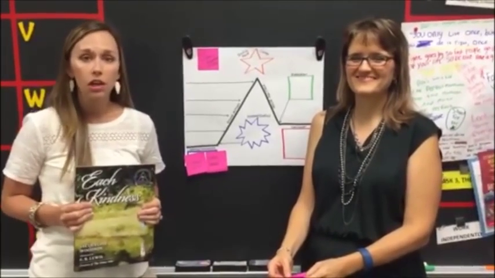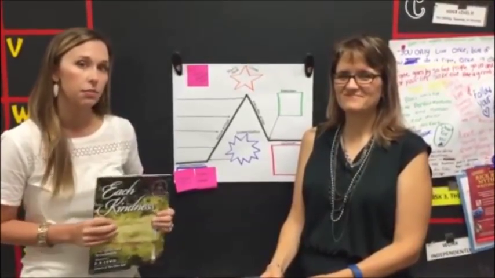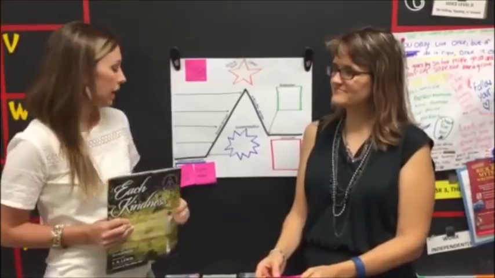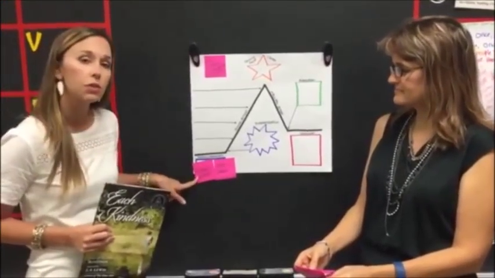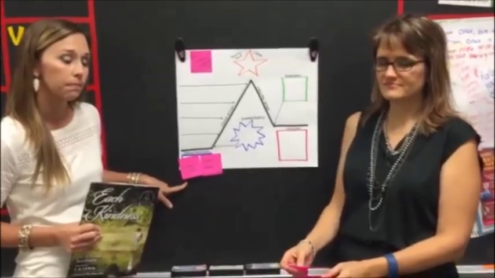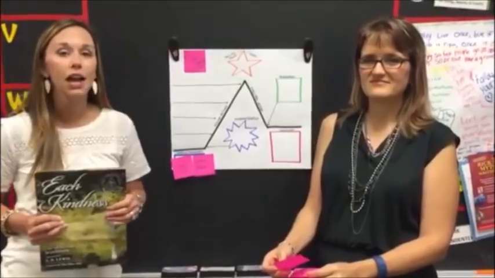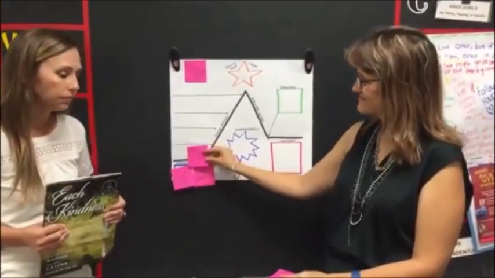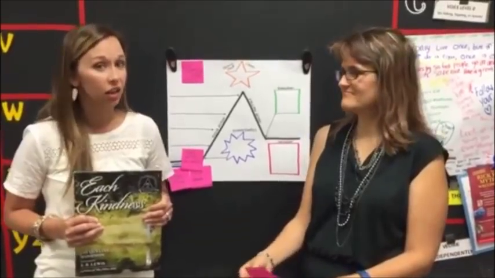Okay, boys and girls, now we're going to use the story mountain and talk about the story Each Kindness that we read together at the beginning of the year. So remember, at the beginning of the book, we met the two main characters, Chloe and Maya, and the setting was school, and it was also winter. Now, the first thing that happened that would be part of our rising action is Maya arrives at school. And then Maya asks Chloe if she wants to play, and Chloe said no.